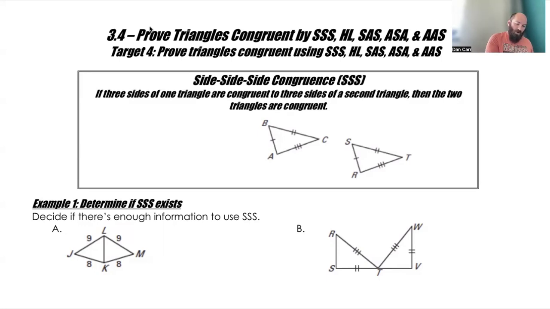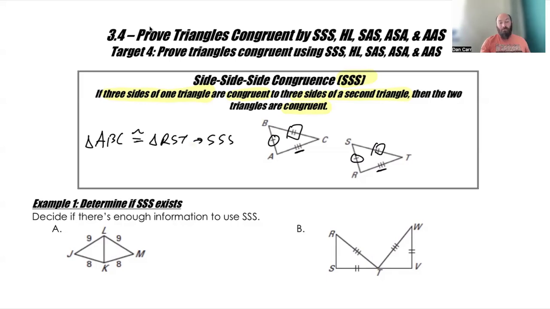Our first one is what's called side-side-side congruence. We do a shorthand of that as SSS. So if three sides of one triangle are congruent to three sides of a second triangle, then the two triangles are congruent. When I look at this diagram, since this is congruent to that, that's congruent to that, and that's congruent to that, we have three pairs of sides that are congruent. That means that triangle ABC is congruent to triangle RST due to side-side-side.